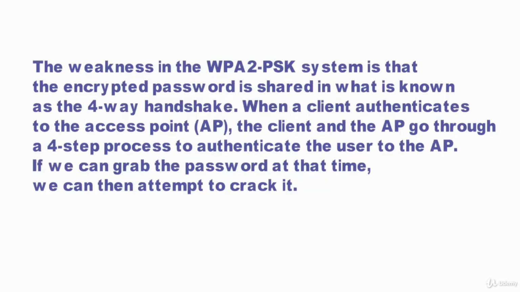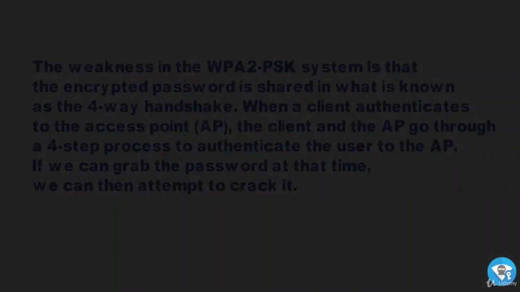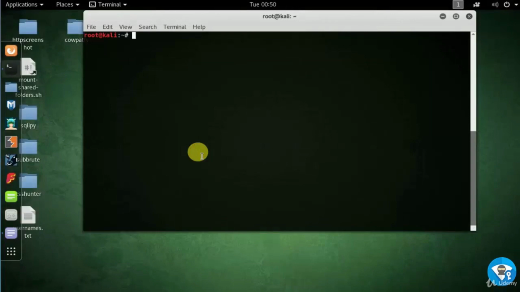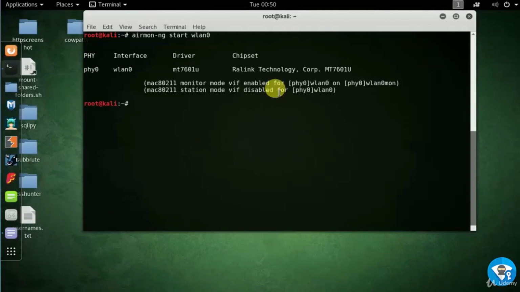Let's put the Wi-Fi adapter in monitor mode with Airmon-ng. It allows us to see all the wireless traffic that passes by us in the air. Now let's open up terminal. Type airmon-ng start wlan0. Here you can see that our wireless LAN is disabled and monitor mode is enabled. Airmon-ng has renamed your wlan0 adapter to wlan0mon.